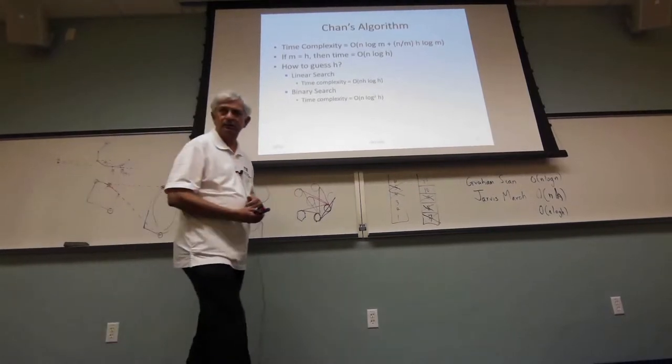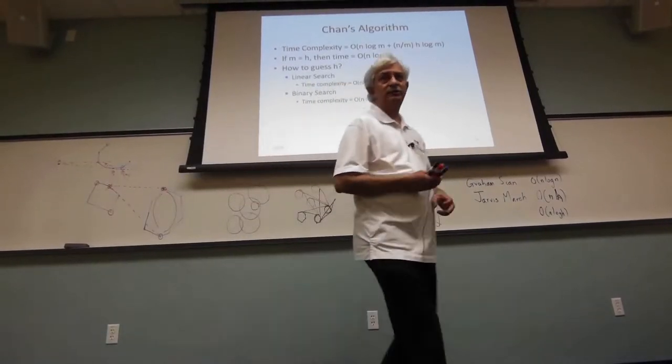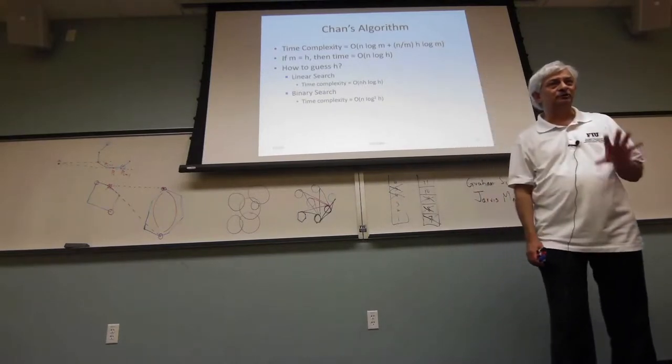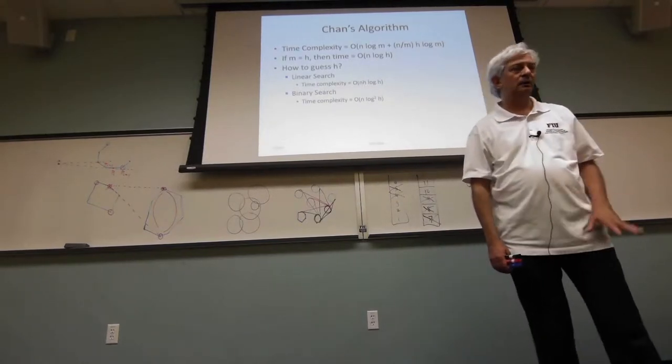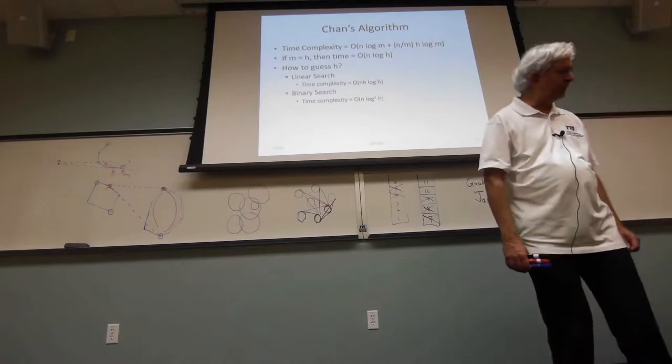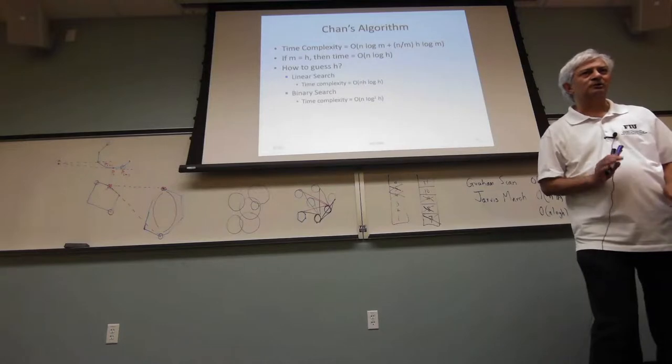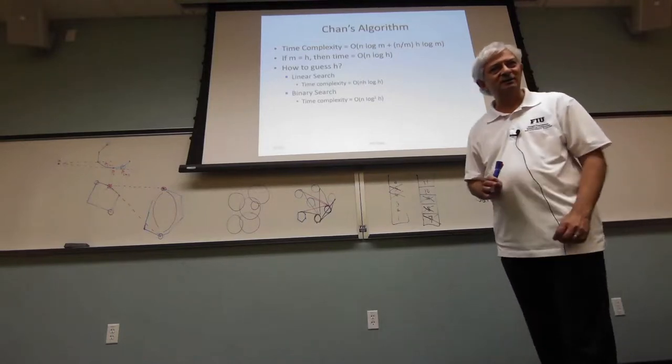Is n log h like the average? N log h is not the average. N log h is the best possible. It's the lower bound according to the theory. No, for Chan's algorithm, the randomized algorithm. It might be, yeah, I'm not sure. Chan's algorithm is not something you want to implement. It's quite complicated.